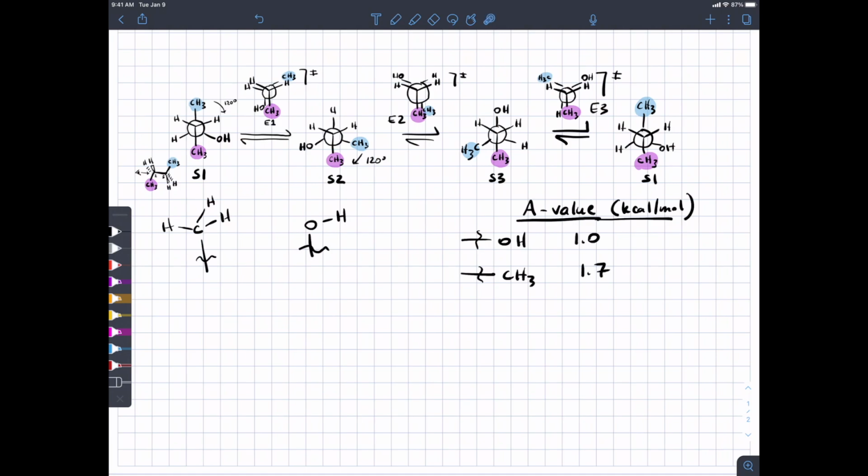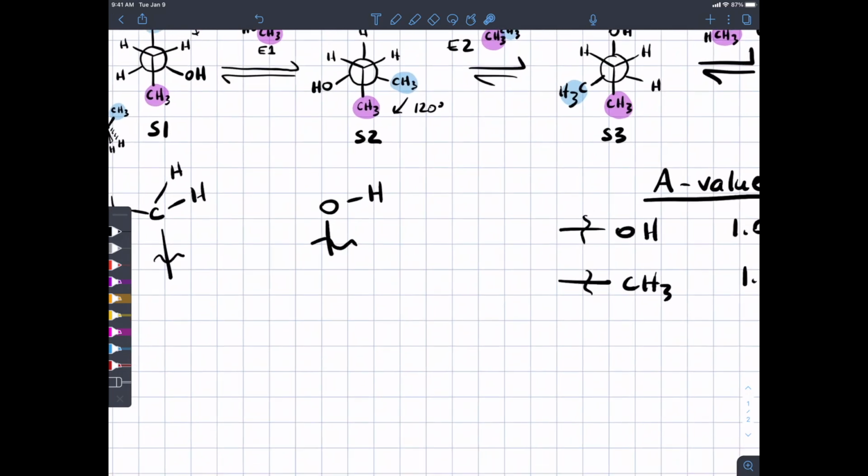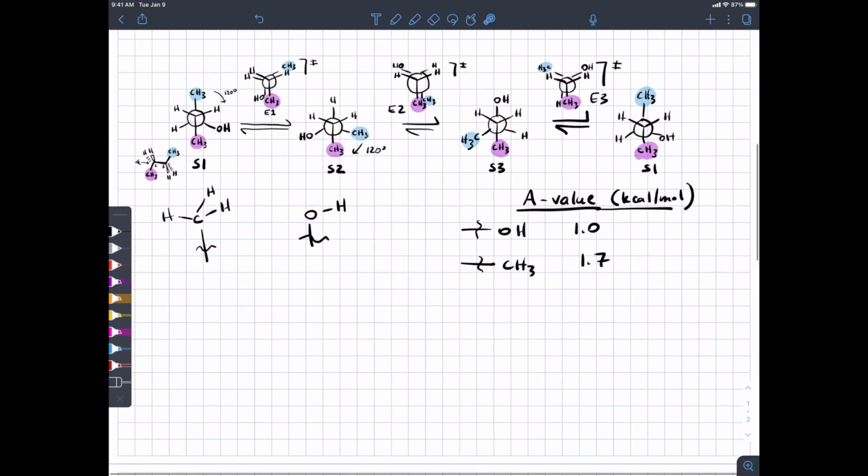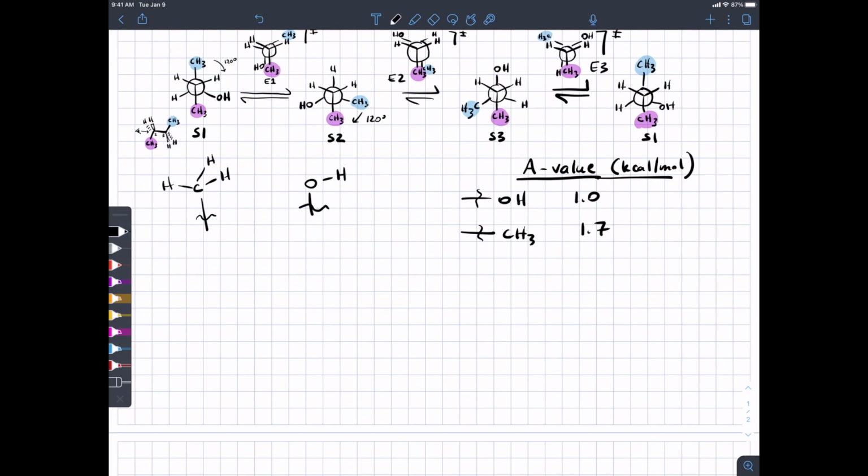So this tells you how much worse it is to be near a methyl group than to be near an OH group, roughly. The numbers are not important, the trend is. So OH is smaller than CH3. With that in mind, let's see if we can rank the S1, S2, and S3 conformations. To do this, it's useful to think about what gauche interactions we have, or what non-hydrogen things are gauche to each other.